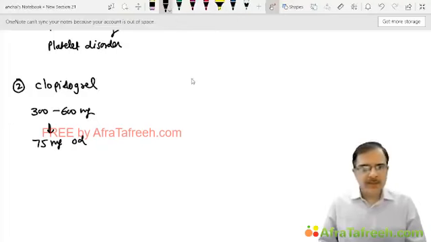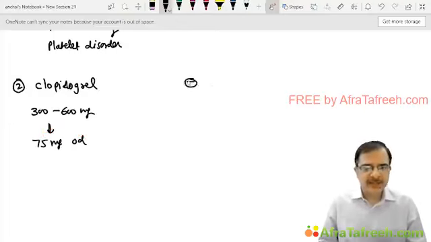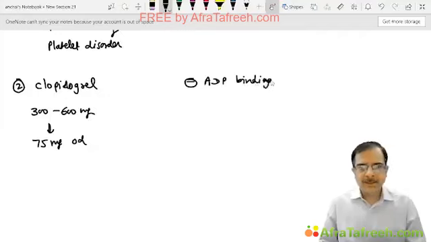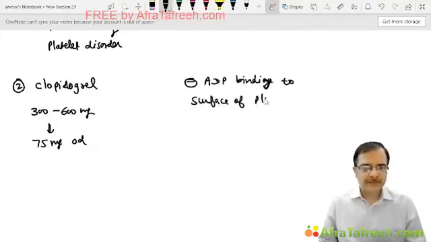Now, what is the mechanism of the action? Mechanism of the action is it inhibits ADP binding to the surface of platelets.